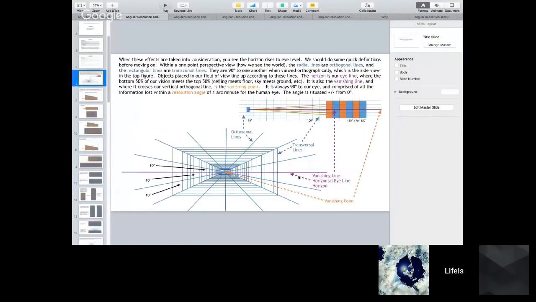These are the definitions of one-point perspective. We already went through that a little bit. These are your orthogonal lines. These are your transversal lines. This is your vanishing line here. All of these essentially could be vanishing lines depending on the arrangement of the tangible surface with which you're compressing your visual field.